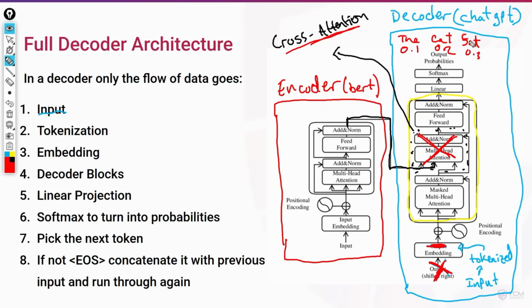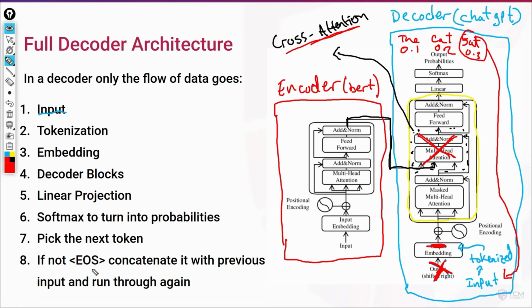And then afterwards, whatever one gets picked of our probabilities, we feed that back all the way down here, and we keep running through. So if it's not an end of sequence, then we concatenate it with the previous input and run it through again. And that's how we can then get it to make sentences and longer passages.